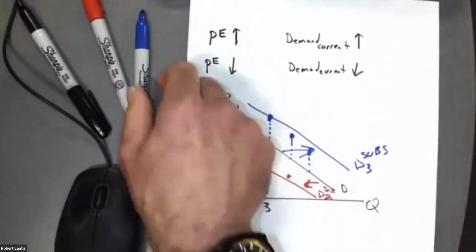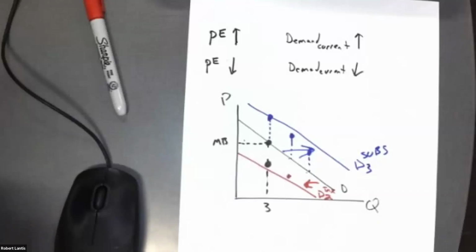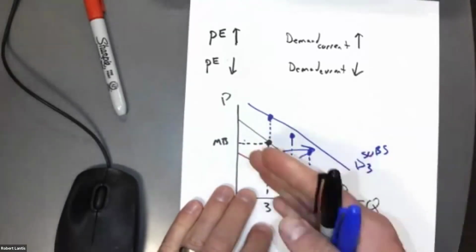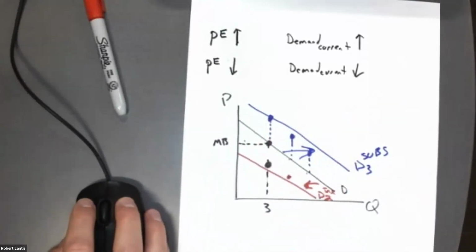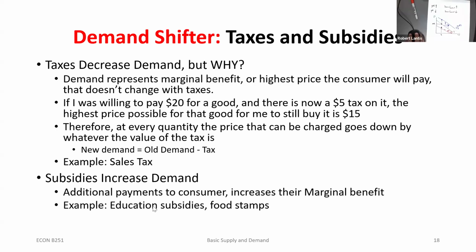You can think about it just intuitively. If I tax a product, people are going to demand less of it. They're essentially paying more to buy the same amount. If I give them money to do something, they're going to want to buy more of it. And that's a nice, intuitive, easy way to remember it. So taxes, subsidies, other examples I said, food stamps are really an example of a subsidy that once I have them, I might be willing to buy more food than I was before. So an increase in demand.